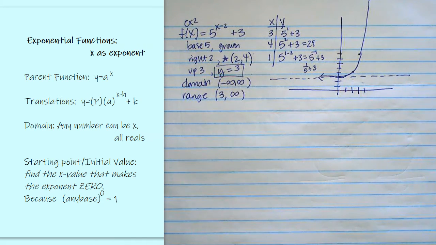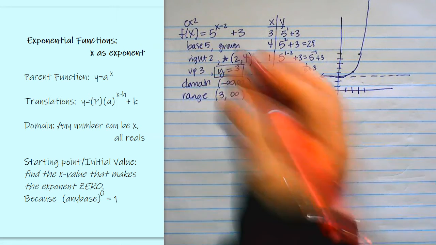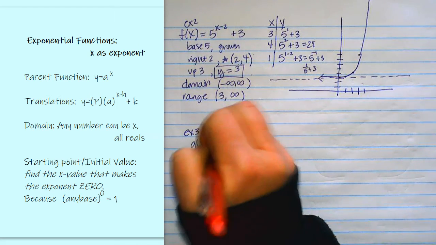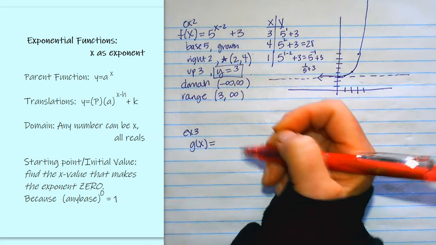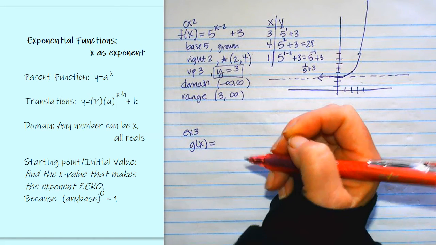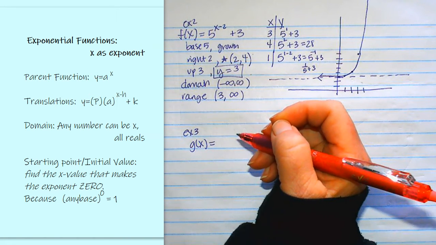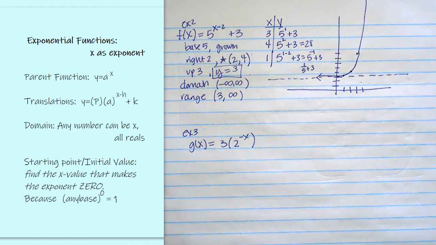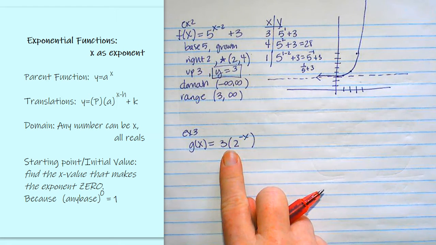So you have several graphs to try. Some of them have flipped x's, and so you're going to need to think about what that does to your graph. In other words, if we had g of x equals, let's see, 3 times 2 to the negative x, what does that actually mean? That means that this graph is going to be flipped.